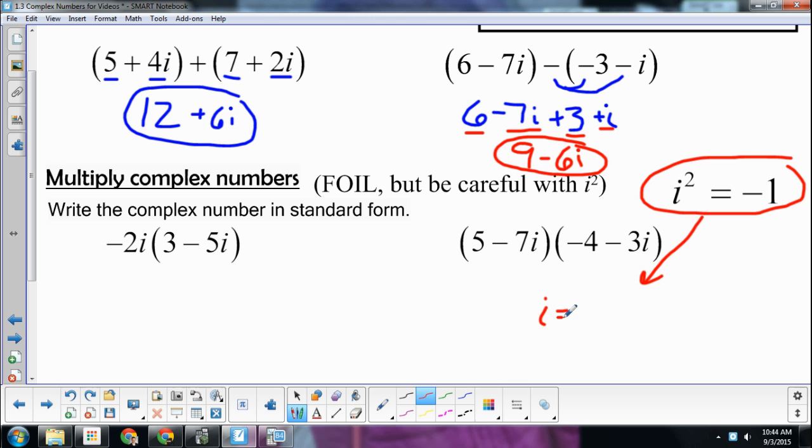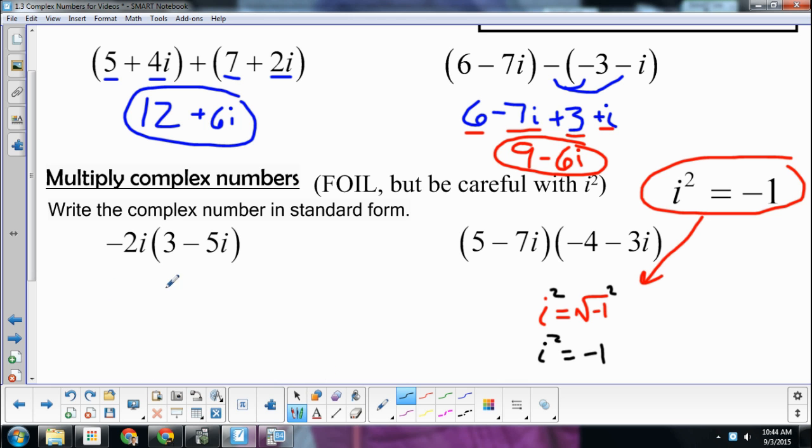i is defined as the square root of negative 1. So if I were to square both sides of that equation, I would end up with i squared, and on the right side, the square root of negative 1 squared is going to be just negative 1. So a little explanation for you. You will not see i squared in an answer. You will see a negative 1 in its place.